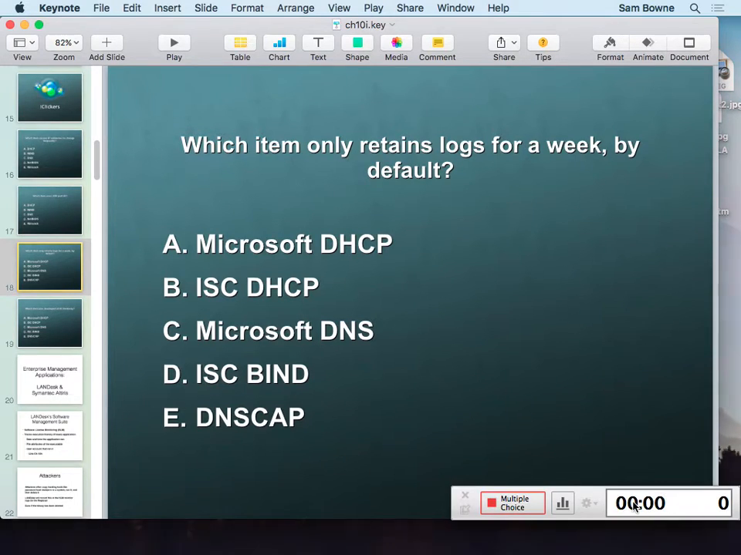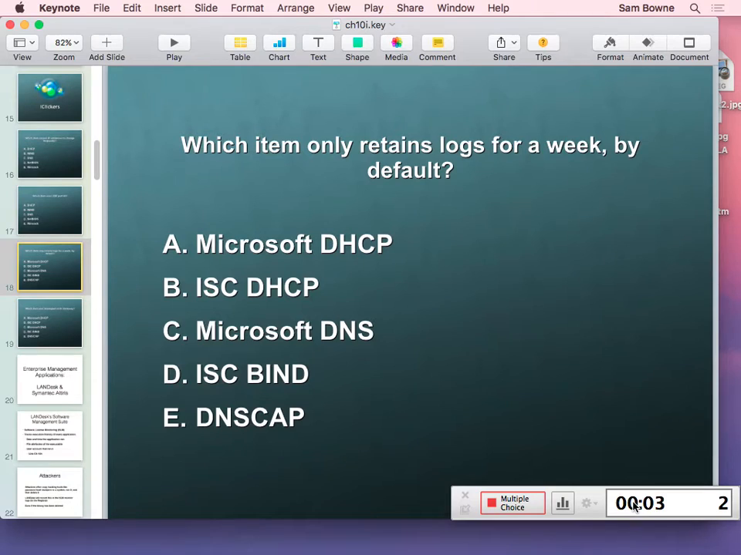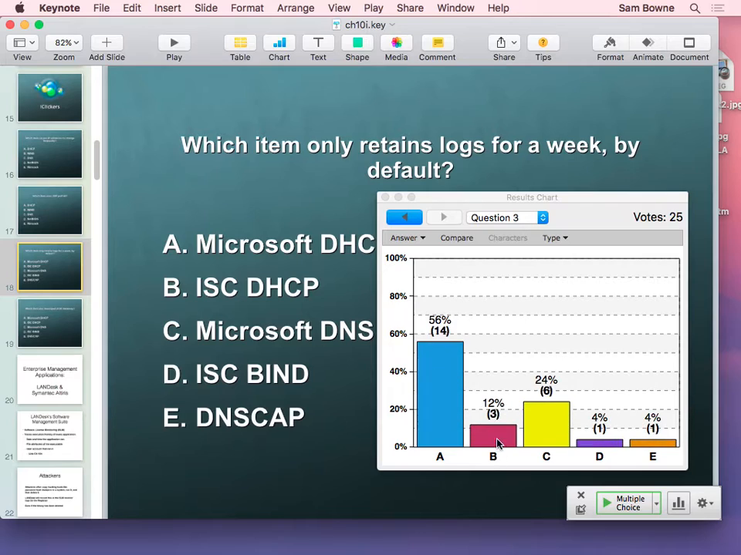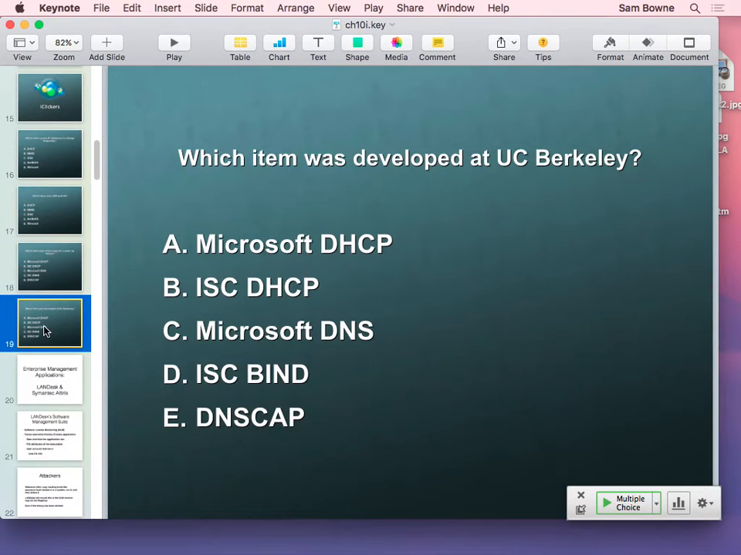Which one retains item logs only for 1 week? I'll quit at 25. I guess I better wait till 30. Some are still coming in. All right, and that's Microsoft's DHCP. You gave it away last time. Did I? No, I didn't. I'm just joking. I picked WINS last time. Oh yeah. Well, it's not WINS.